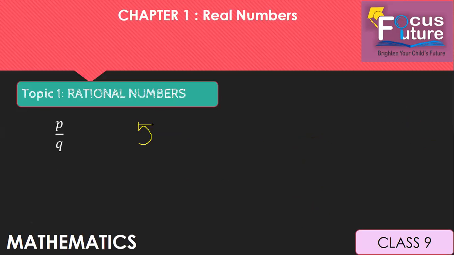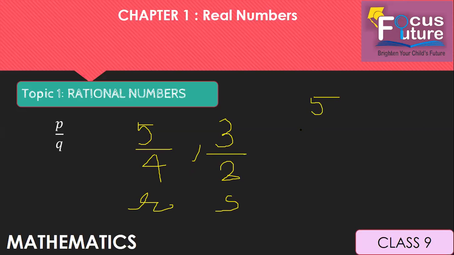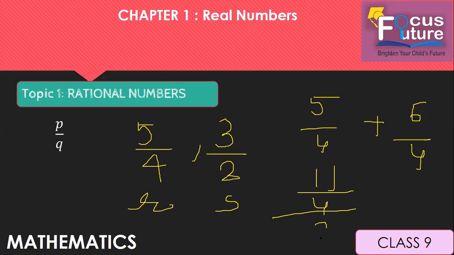5 by 4 and 3 by 2. Right? We have two numbers. This is your R, this is your S. So R plus S would be 5 by 4 plus 6 by 4. That would be 11 by 4, divided by 2. That would be 11 by 8. So your next number would be 11 by 8. And so on, you can find the numbers between two rational numbers.